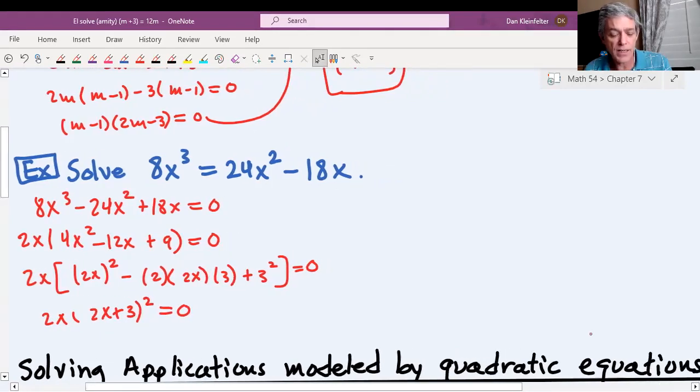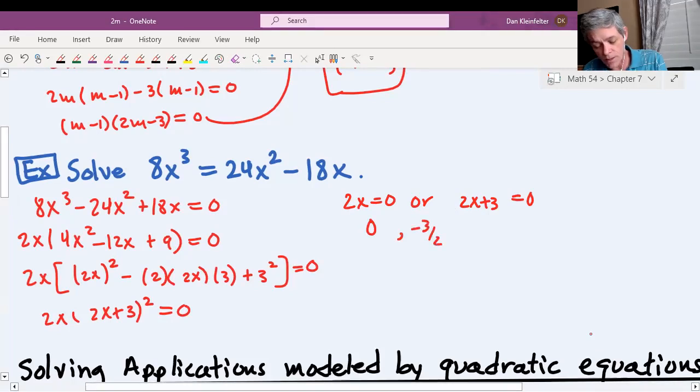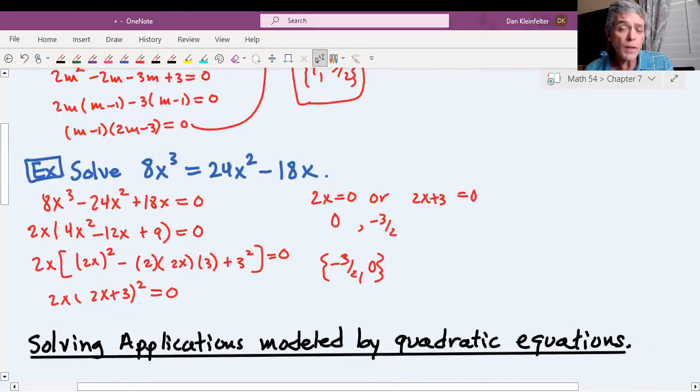Okay, so then this gives us 2x equals 0, or 2x plus 3 equals 0. I don't need parentheses on there, really. So 0 or negative 3 halves are our solutions. The negative 3 halves is actually a repeated solution because of the fact that 2x plus 3 was squared in here. All right, so that takes us to most of it.